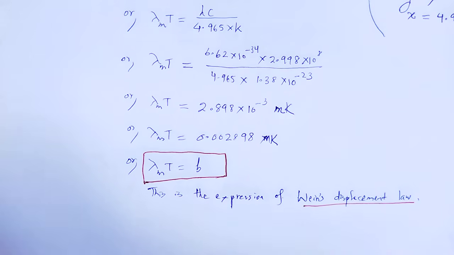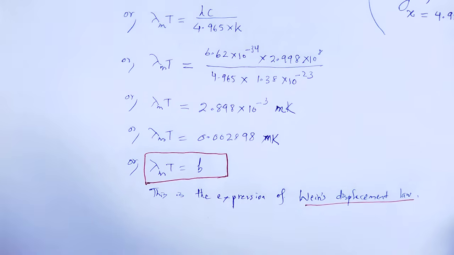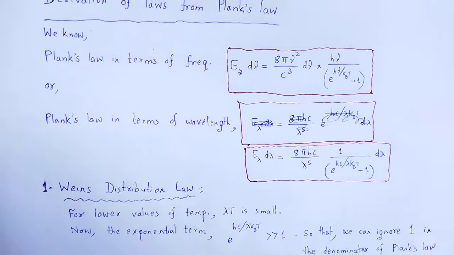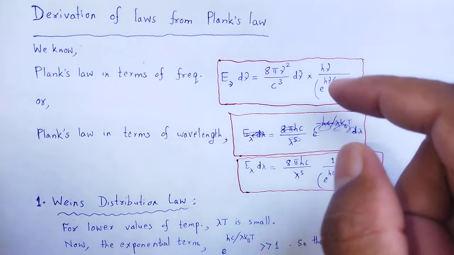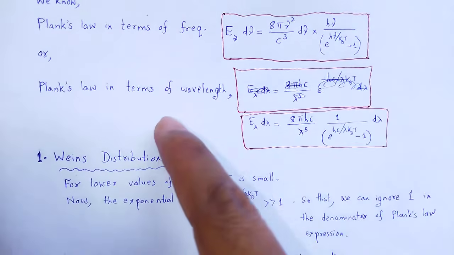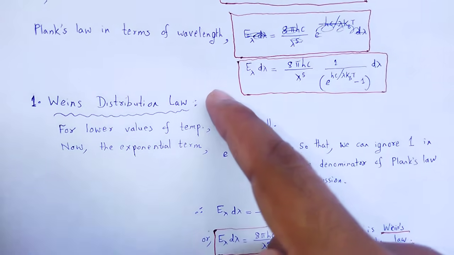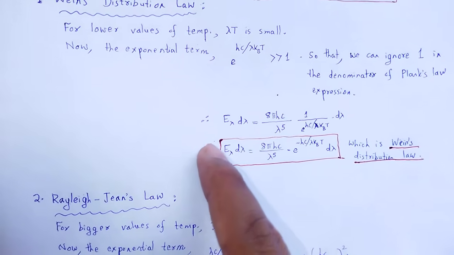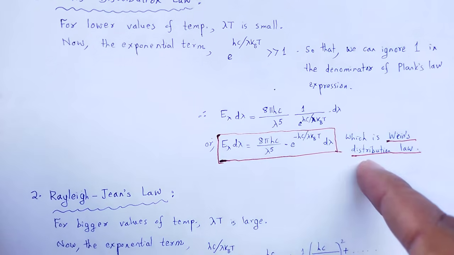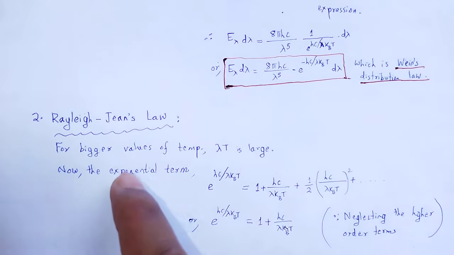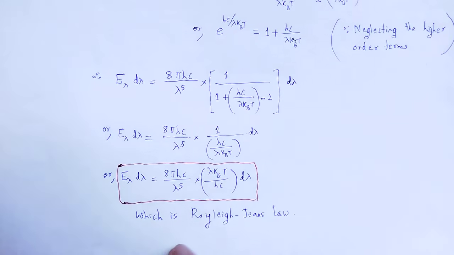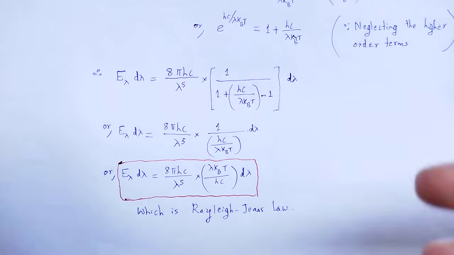So, with the help of this video lecture we understand how to derive various laws from Planck's law. Derivation of laws from Planck's law: Planck's law in terms of frequency, Planck's law in terms of wavelength, Wien's distribution law by taking lower values of temperature, where lambda T is very small. Then Planck's law changes to this one, which is nothing but Wien's distribution law. Next, for bigger values of temperature, lambda T is very large. On treating that one, we derive Rayleigh-Jeans law from Planck's law.